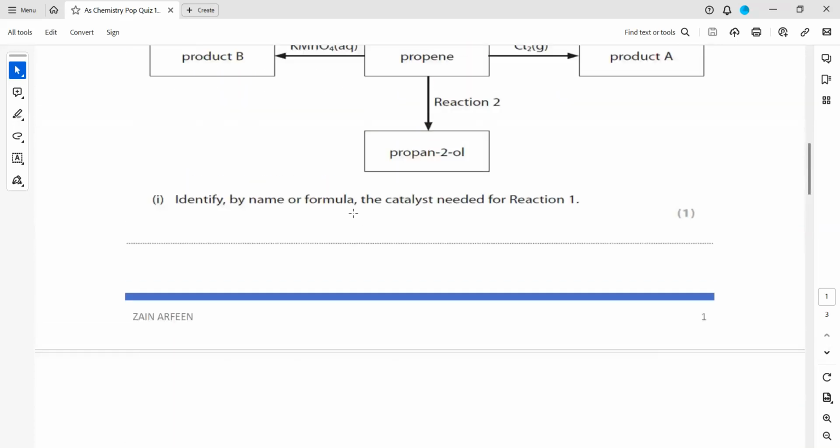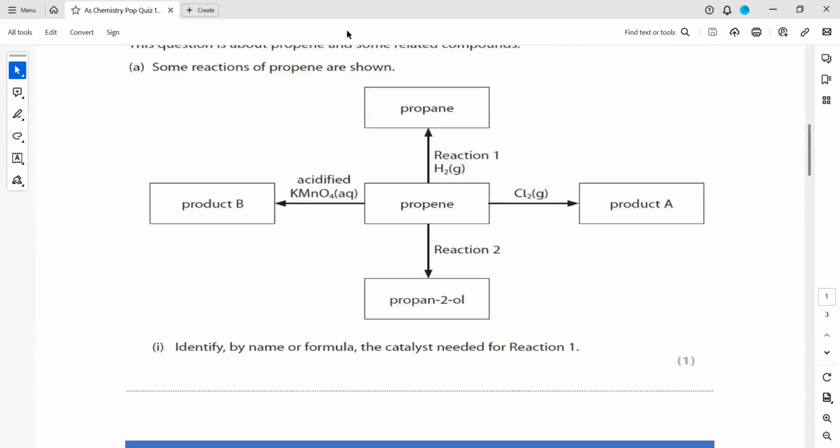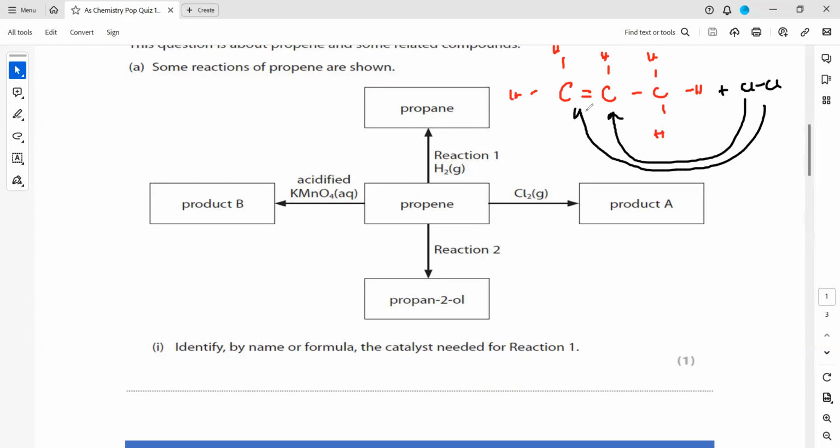Name product A. So what will be product A? Because you have propene, and propene is reacting with chlorine. Alkenes undergo addition reactions. What will happen when propene reacts with chlorine? The double bond will break, and the two chlorines will be added to each of the two carbon atoms which were having the double bond. So when the double bond breaks, it turns into a single bond, and the two chlorines are attached to the carbons which were having the double bond.